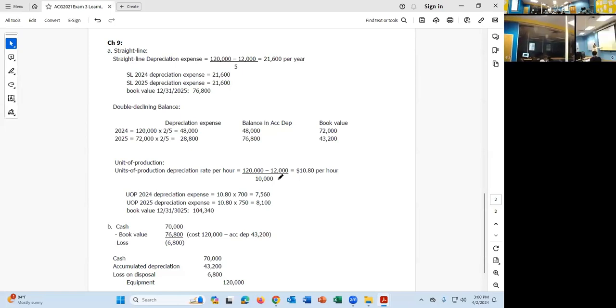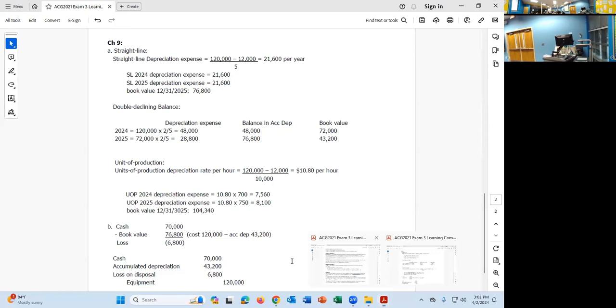The last piece then, disposing of assets. So we buy a piece of equipment, we use it for however long we do, and then when we're done with it, we sell it to somebody else. Well, when we sell it, we've got to be able to take it off our books. When we sell it, we've got to figure out, first off, did we sell it at a gain or a loss? And then also, we've got to understand what that journal entry looks like to dispose of that asset.